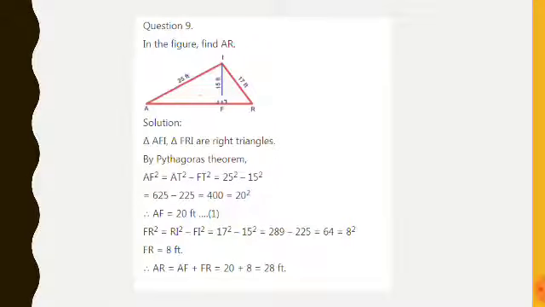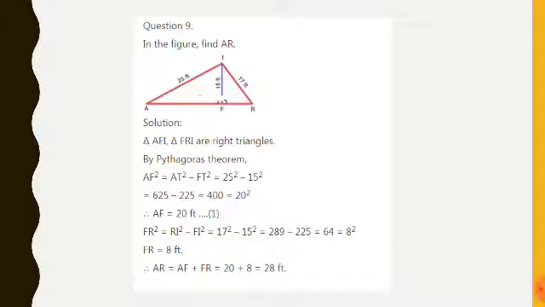In the figure, find AR. Find the value of AR. Next, split the triangle into two parts: triangle AFI and triangle FRI. Then Pythagoras theorem. AF square equal to AI square minus FI square. So AI square 25 square minus FI square 15 square. So 625 minus 225, 400. 400 gives the value 20 square. AF is equal to 20 feet.